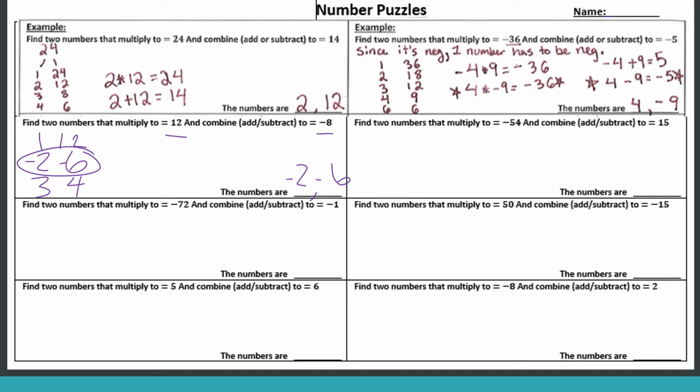Okay, moving on to the last one here that I'm going to show you then. I'm going to multiply to get negative 54 and add or subtract to get 15. So I know 1 times 54, right, is a factor. Remember, 1 times that number is always going to be a factor, okay? Divide it by 2, you get 27. Okay, divide that by 3, you get 18.